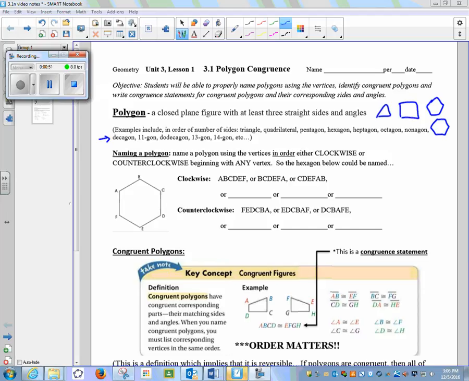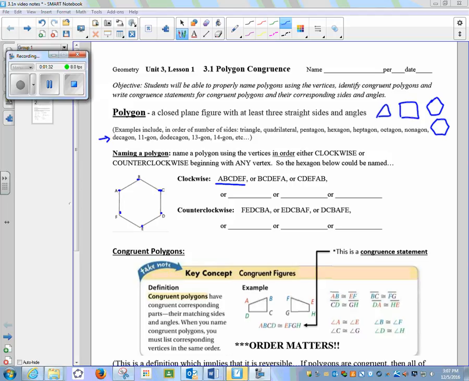You can name a polygon either clockwise in order or counterclockwise in order. So pick a vertex to start at and then either go clockwise around or counterclockwise. I give you some examples here. This polygon, it's a hexagon, could be named, start at A and go A, B, C, D, E, F. So it could be called A, B, C, D, E, F. But what if I started at B? If I started at vertex B, then I would just go from there clockwise, B, C, D, E, F, A. If I start at C, I go C, D, E, F, A, B, etc.